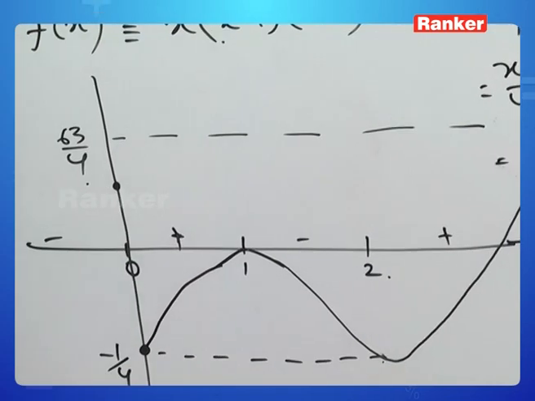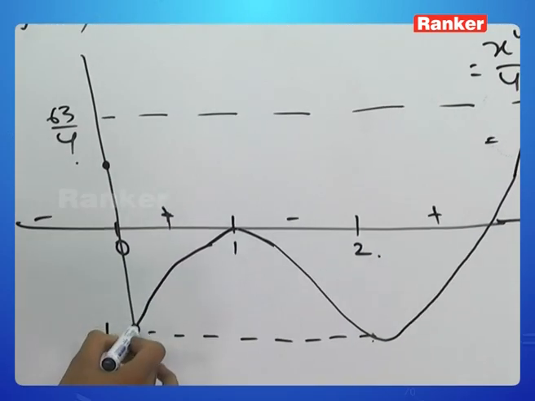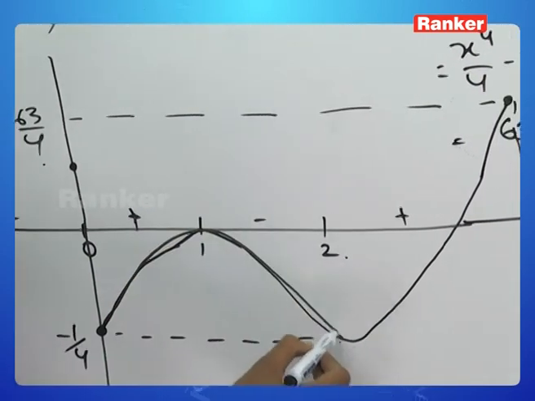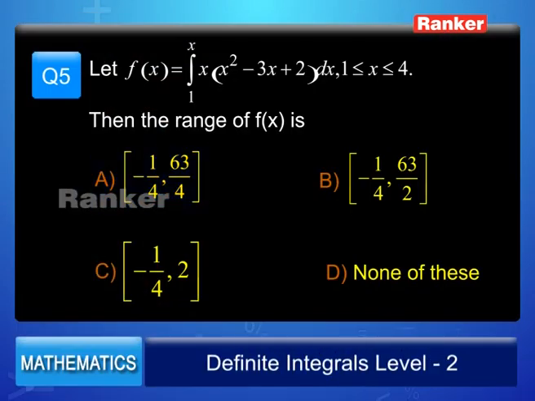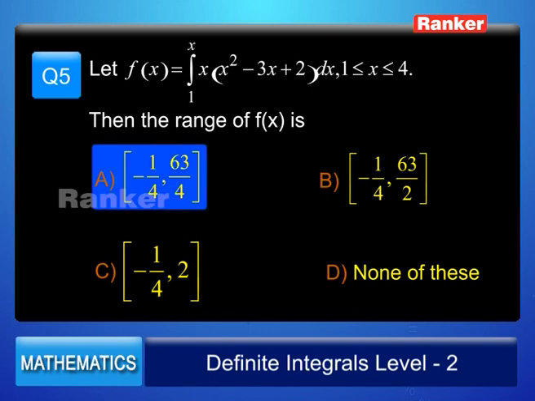So, we can see the range of the function. The function is fluctuating between minus 1 by 4 to 63 by 4. So, the range of the function is minus 1 by 4 to 63 by 4, which is option 1.